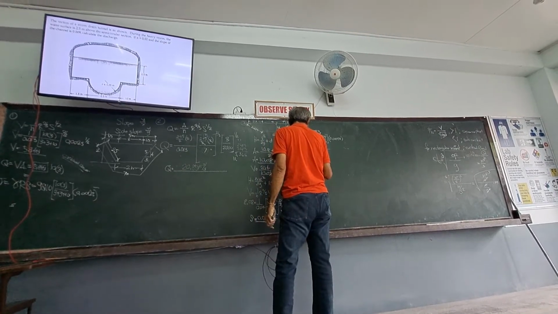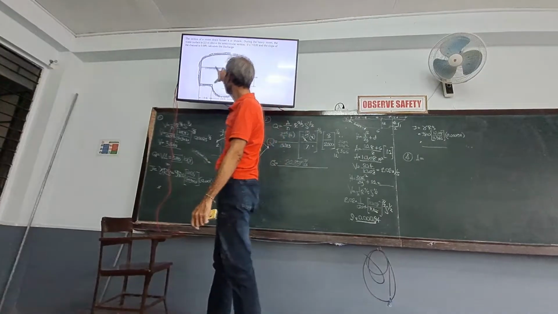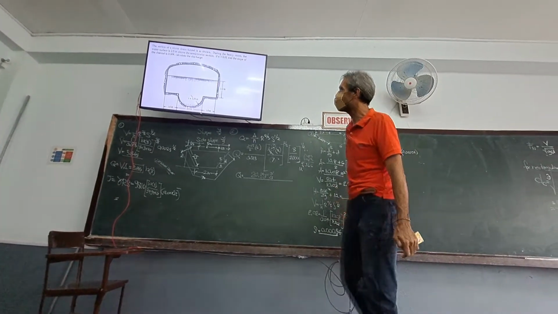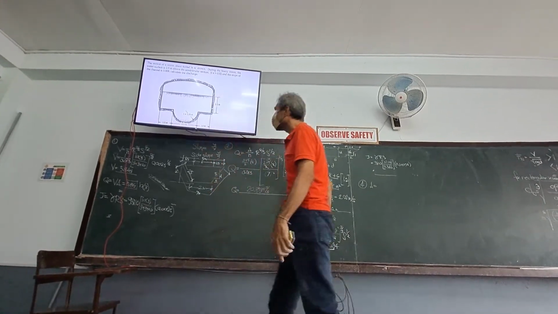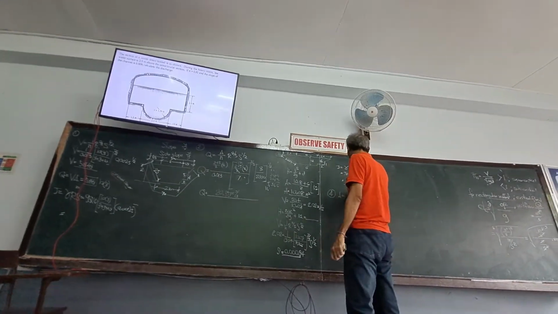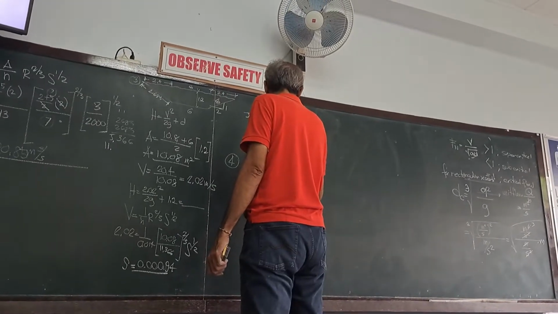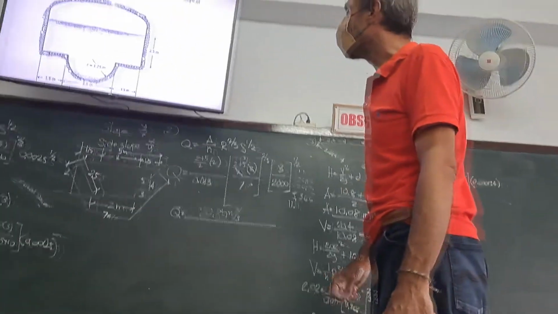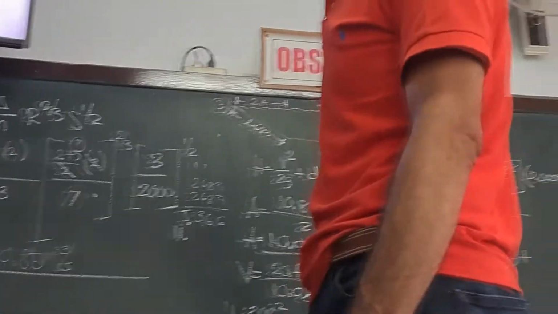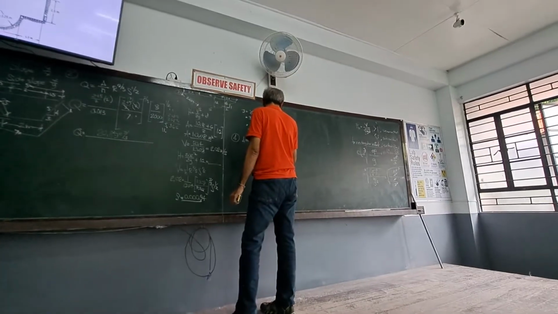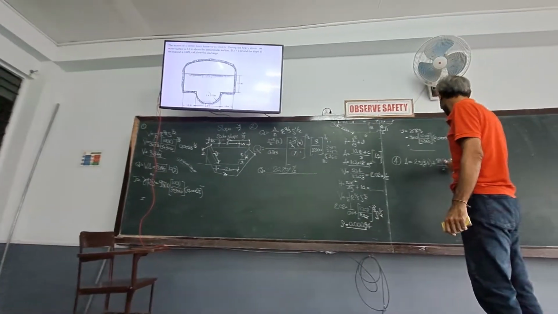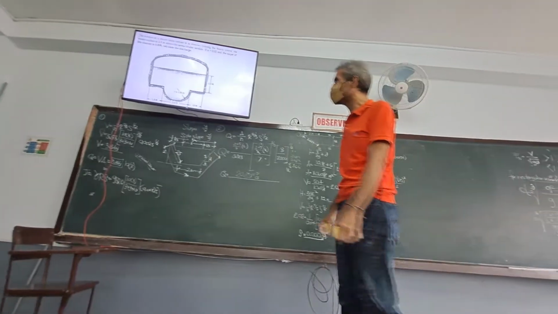So, compute the area. The area is a combination of a rectangle and a semicircle. This is 2.5, 4.5, 5.5, so 2.5 plus 4.5 plus pi r squared over 2. So what is the area?